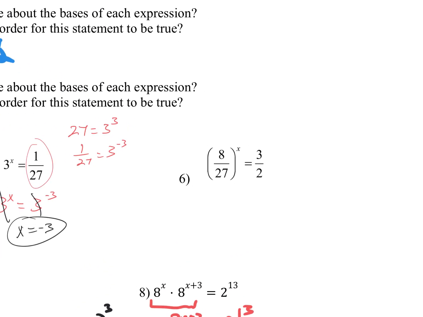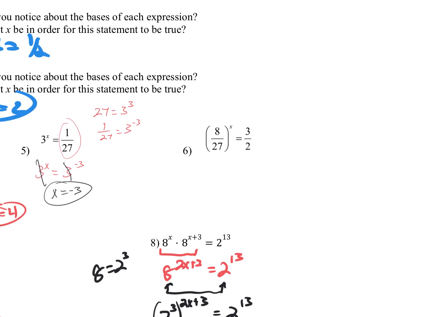All right, now let's take a look at 6. 6 is really interesting because you have 8. 8 is 2 to the third. You have 27, which is 3 to the third. So what I'm going to do is change that to 2/3 to the third. I'm rewriting 8/27 as 2/3 raised to the third power. Now, we had that x there, so it's really times x.